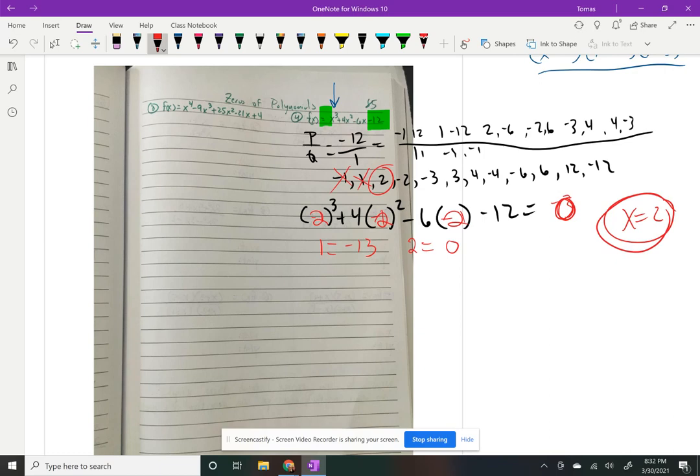So now what do we do? Well, we already got one of our zeros. Now we're going to do our synthetic division. So we take this 2, and we're going to use it to synthetically divide.